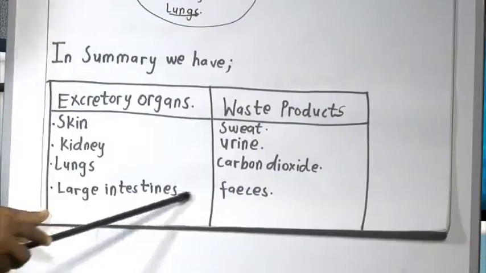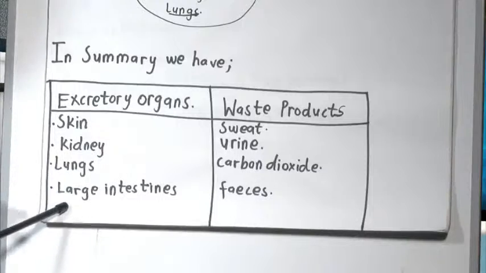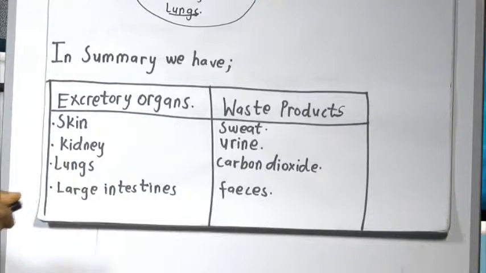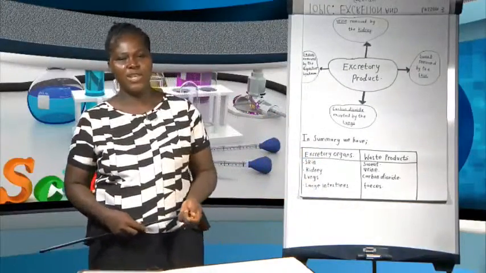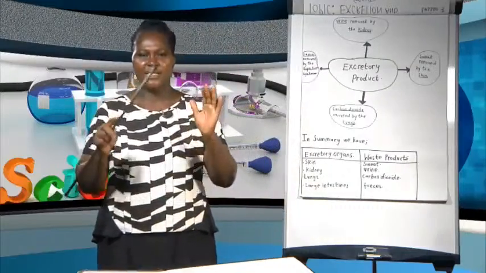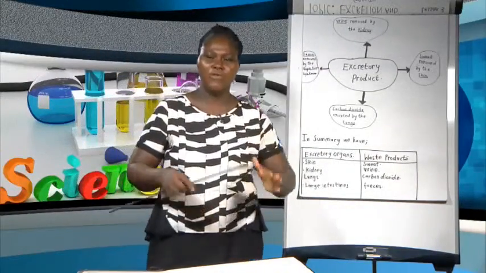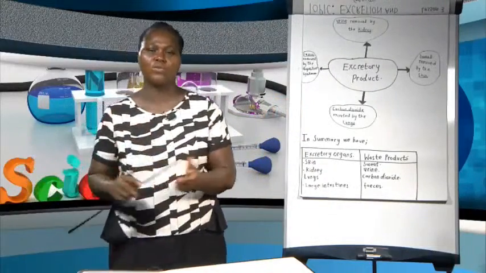The large intestines also excrete what? Feces. Excrete what? Feces. And feces is a waste product. When we eat, the waste products stay in our body. It gets into our large intestines. And when we feel like easing ourselves, we have to do what? Go. You don't have to sit down for a long time.